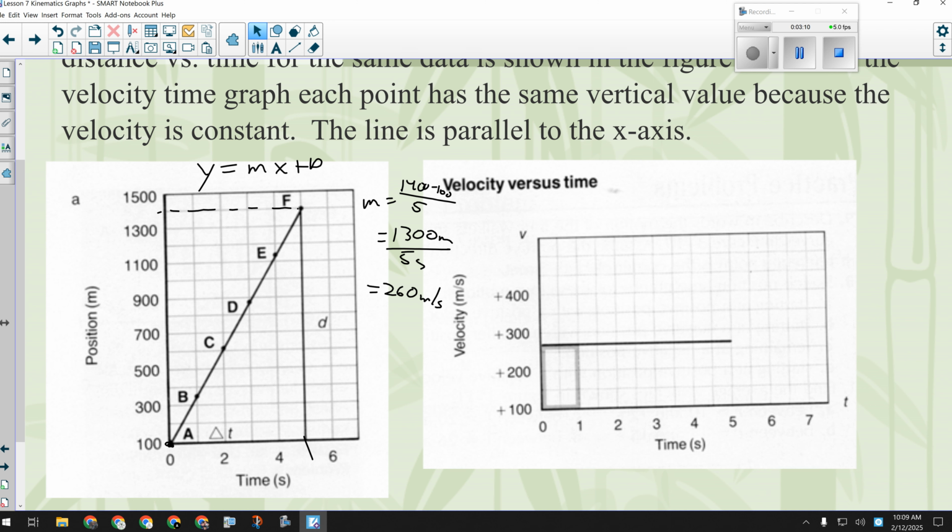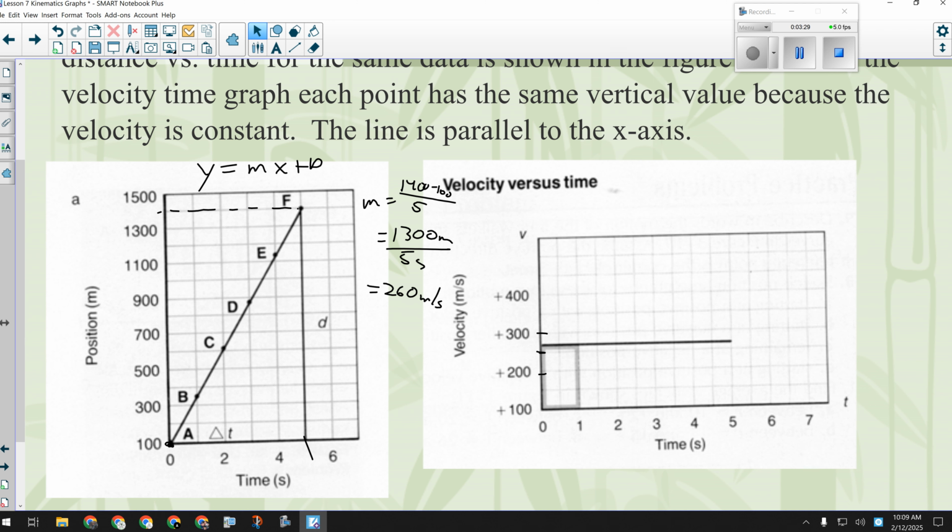Is that exactly what the velocity versus time graph is showing? I mean, here's 200, here's 250, there's 300. That looks like 260 meters per second to me. And it's showing that it's not changing.